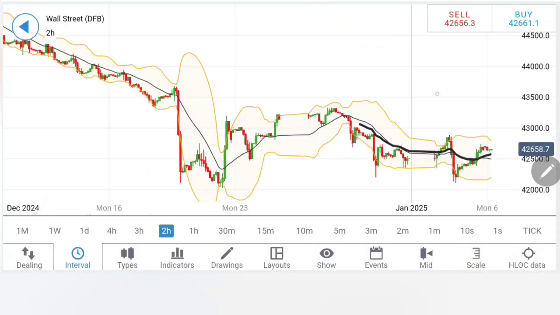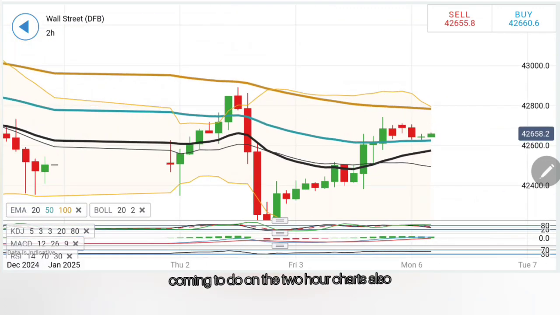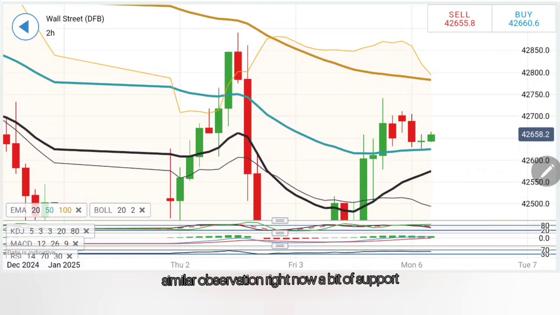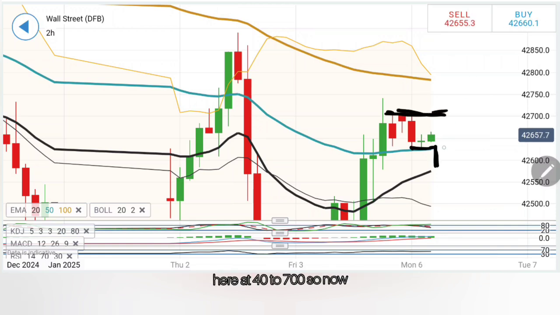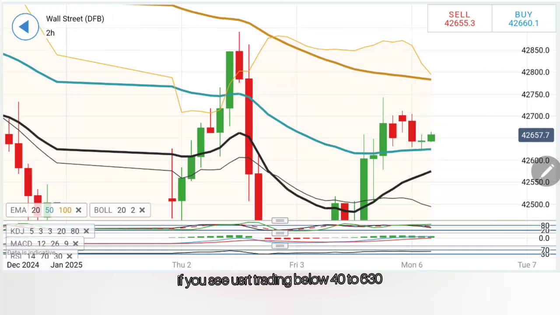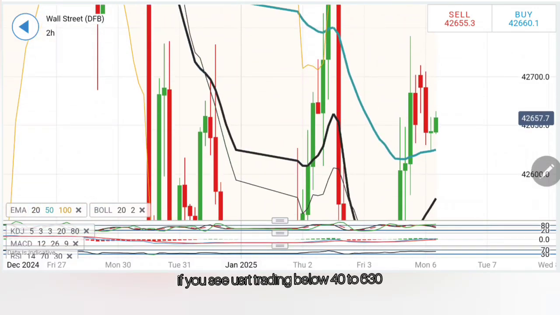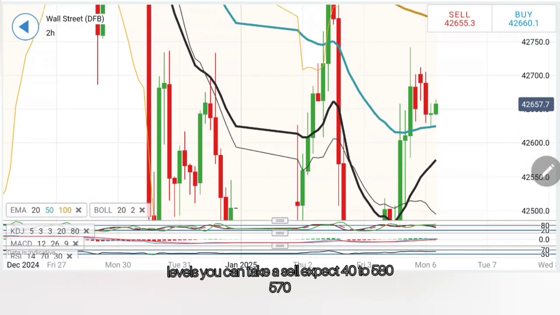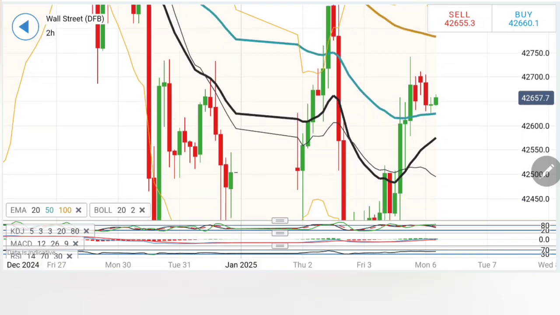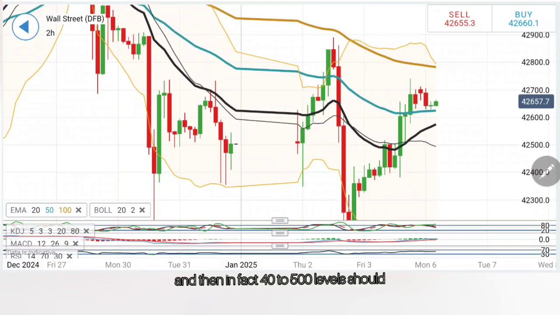RSI comfortable. Coming to the 2-hour charts, also a similar observation. Right now a bit of support is coming in at the 58 period moving average, but it is not that it cannot breach, because I can see a bit of resistance here at 42,700. So now if you see US30 trading below 42,630 levels, you can take a sell, expect 42,580, 570, and then in fact 42,500 levels should appear.